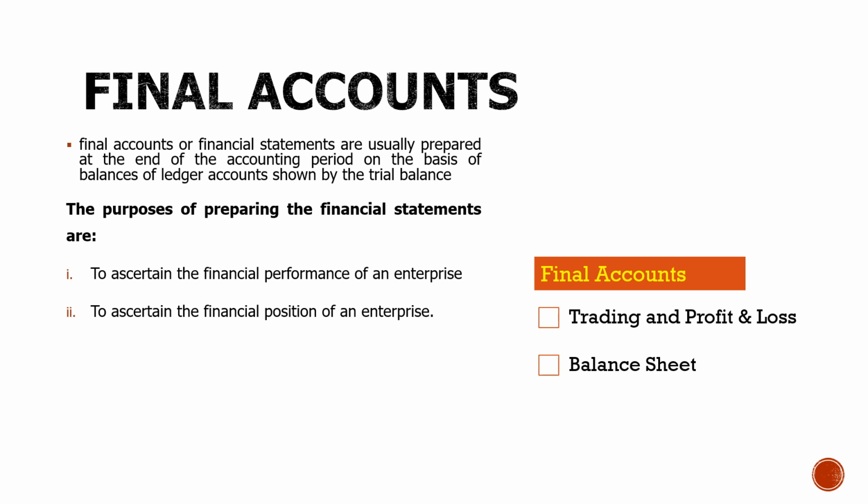Final accounts or financial statements are usually prepared at the end of the accounting period on the basis of balances of ledger accounts, which is prepared in the trial balance. So why are we preparing this financial statement? To know the financial performance of a company and also the financial position of that company. And final accounts we can divide into two ways. One is income statement, or we can say trading and profit and loss statement. Another one is balance sheet.